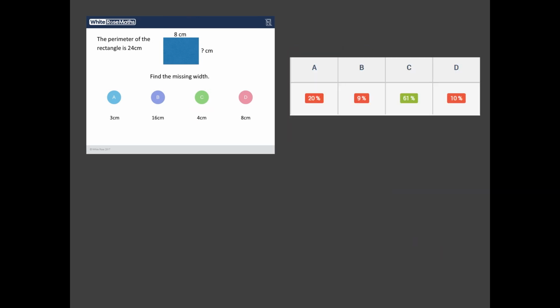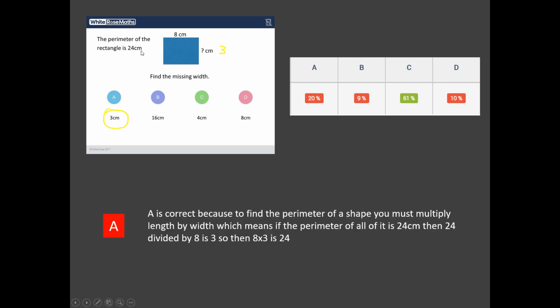Phew, we've got it right, okay? 61% of students agreed with us, but look at that, 20% of students think the answer's A, 3 centimetres. Now, where on earth does that answer 3 centimetres come from? Can you see that? Why would a student think that that side was 3? Well, look at that. 8 multiplied by 3 gives us 24. And in the words of the student, look at that. A is correct because to find the perimeter, you must multiply the length by the width. Well, we know that's not true.